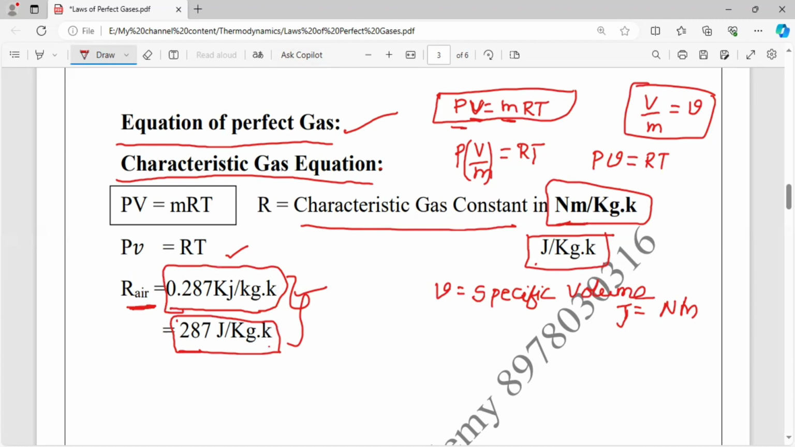So that is about the characteristic gas equation. Here the important equation is PV equal to mRT, which can be used in solving problems. The problems can be discussed in the next video. Characteristic gas constant units are Newton meter per kg Kelvin or joule per kg Kelvin, and the value is 0.287 kilojoule per kg Kelvin or 287 joule per kg Kelvin.